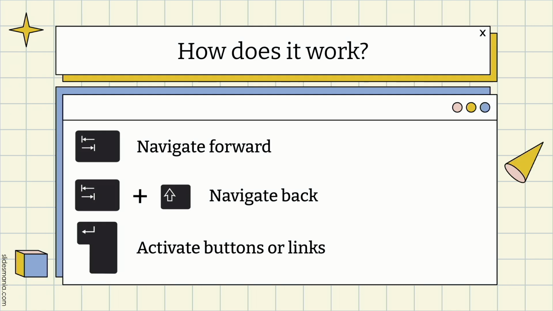How does this work? Well, basically a website is keyboard navigable if you can move through the elements of a website using your keyboard. If you can move through the elements forward with the key tab, and you can move backwards with the key tab plus the key shift, and if you can activate buttons or links with the key enter. I'm going to show you a little demo.